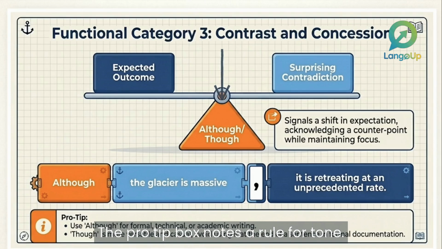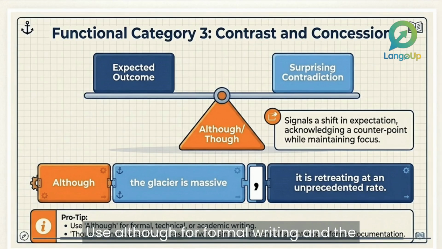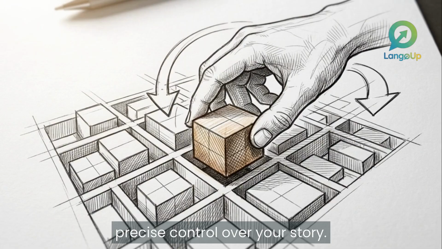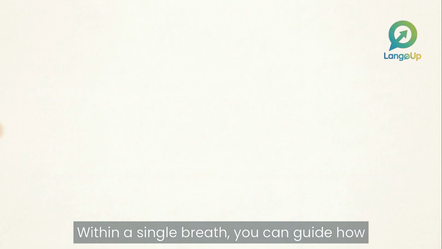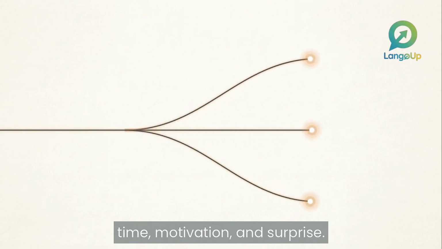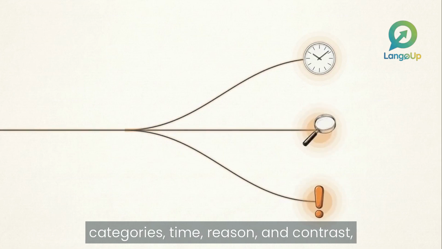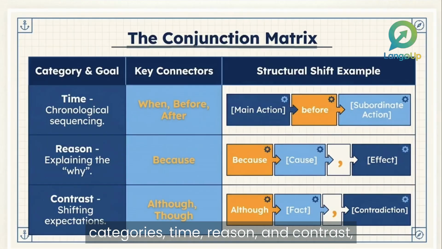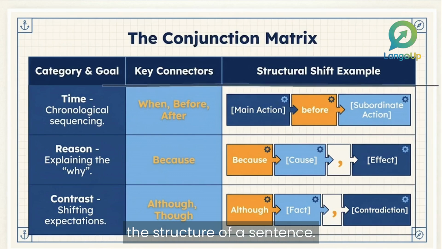The pro tip box notes a rule for tone. Use although for formal writing and the more casual though sparingly. Selecting the right category gives you precise control over your story. Within a single breath, you can guide how a reader understands time, motivation, and surprise. This matrix summarizes our three main categories: time, reason, and contrast, along with their key connectors and examples of how they shift the structure of a sentence.